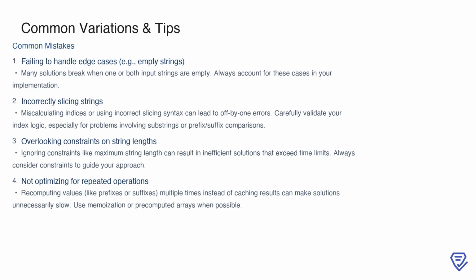Finally, avoid inefficiencies caused by repeated operations. For example, recomputing prefixes or suffixes multiple times instead of caching the results can slow down your solution significantly. Techniques like memoization or pre-computed arrays can help optimize your implementation and save valuable computation time.